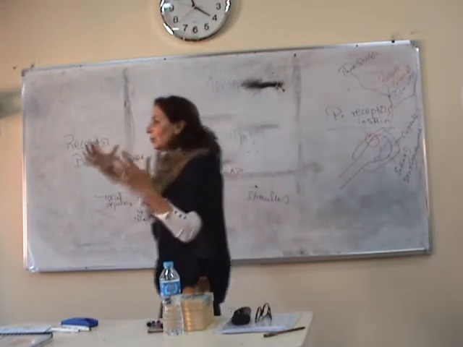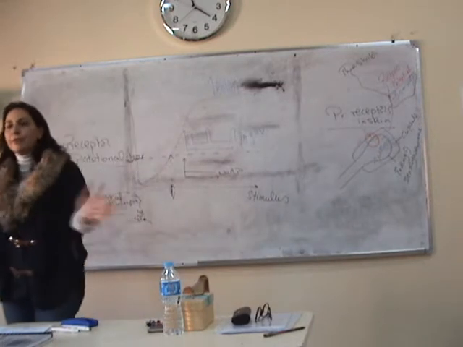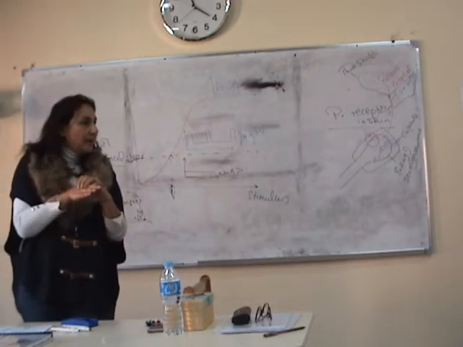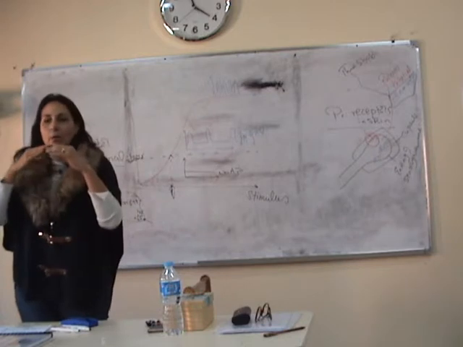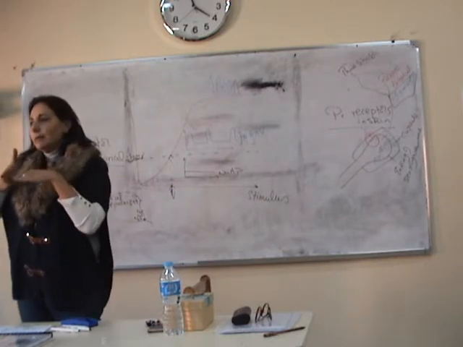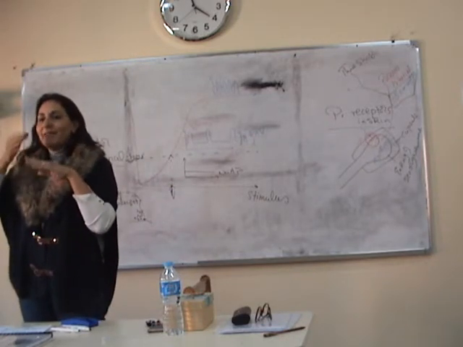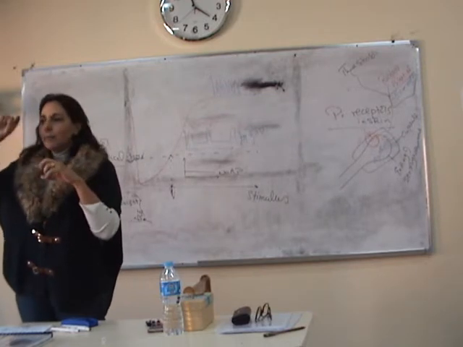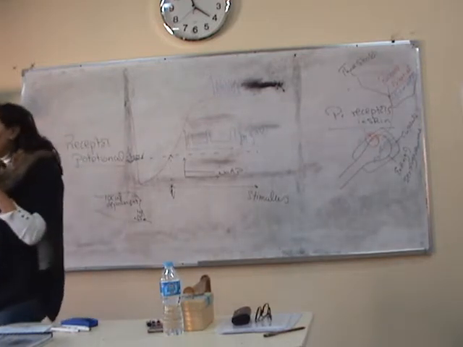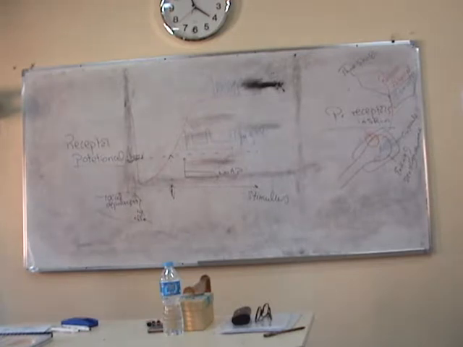So many neurons are coming with different information to the synapse. Only those that can make a depolarization in the postsynaptic neuron which reaches threshold will be able to generate an action potential in the postsynaptic neuron. And so they will be transmitted. Not all the information will be transmitted. You understand? This is the all or nothing.